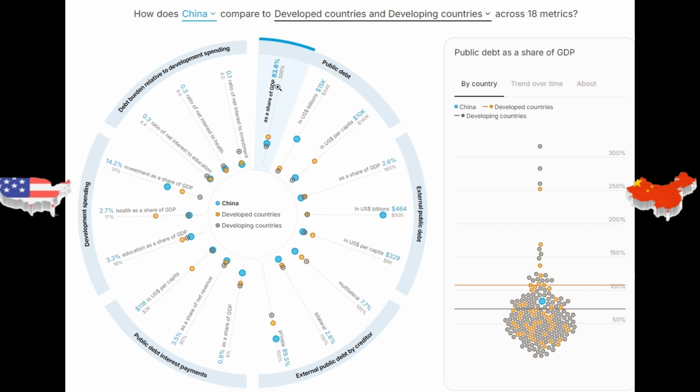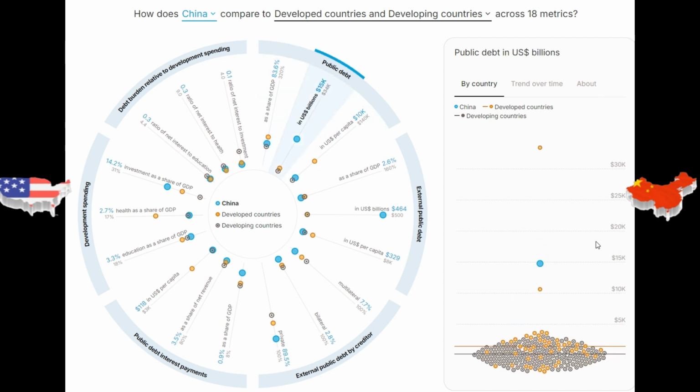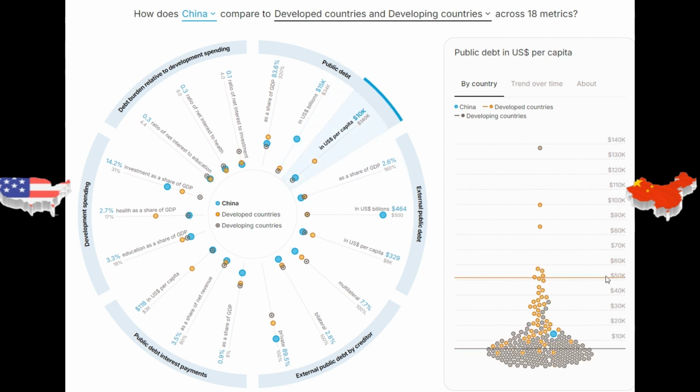China's public debt stands at about 84% of GDP, notably lower than the U.S. at 122%. In absolute terms, China's debt is less than half of that of the United States. Per capita, the debt burden for Chinese citizens is only 1/10 of that for Americans, which is significantly lower.